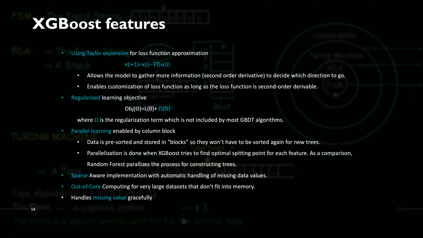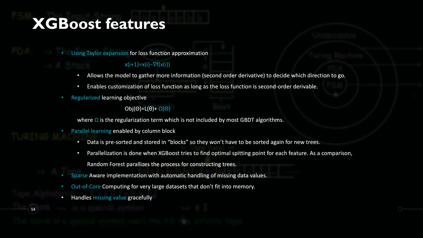The second benefit is that it enables customization. It allows the model to gather more information from the second order derivative to decide which direction to go. In simpler words, it enhances the model's capacity to learn more information from the data. This is key for XGBoost to have way better model performance than the previous gradient boosting decision tree implementations. So that's the first feature of XGBoost.